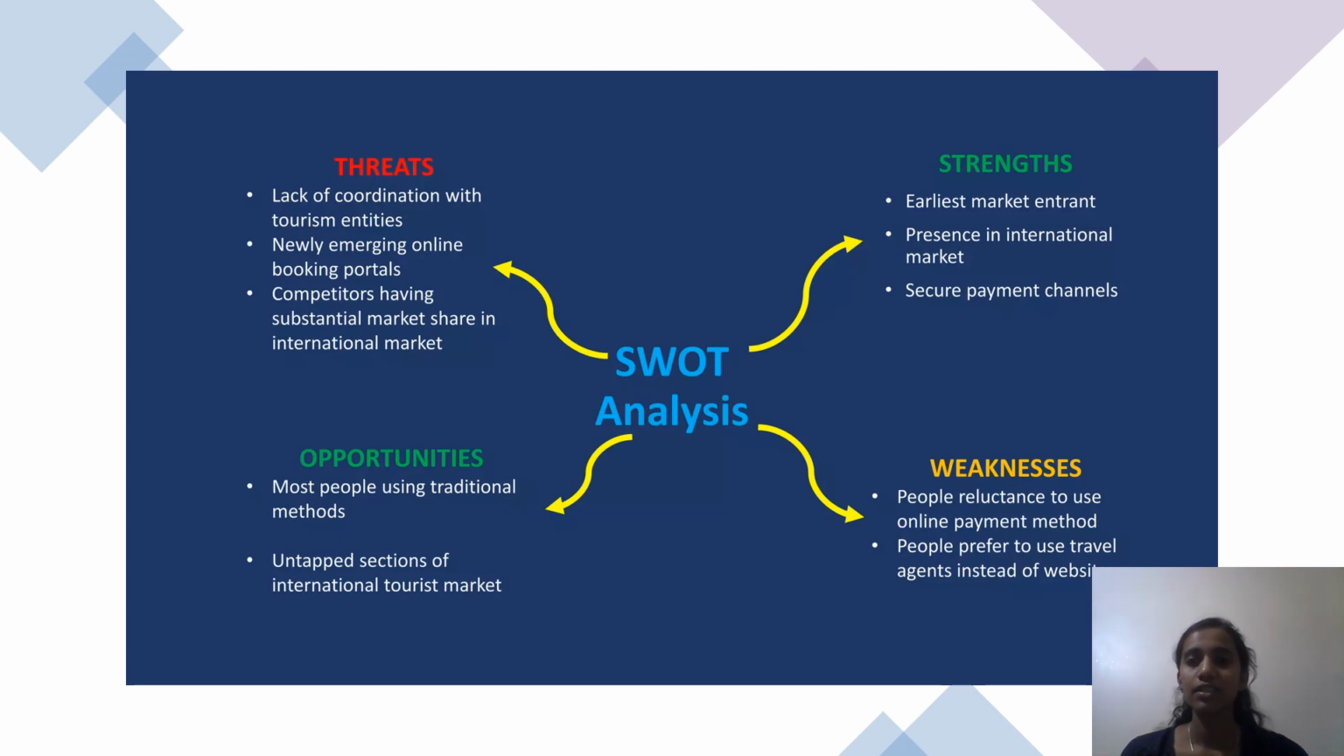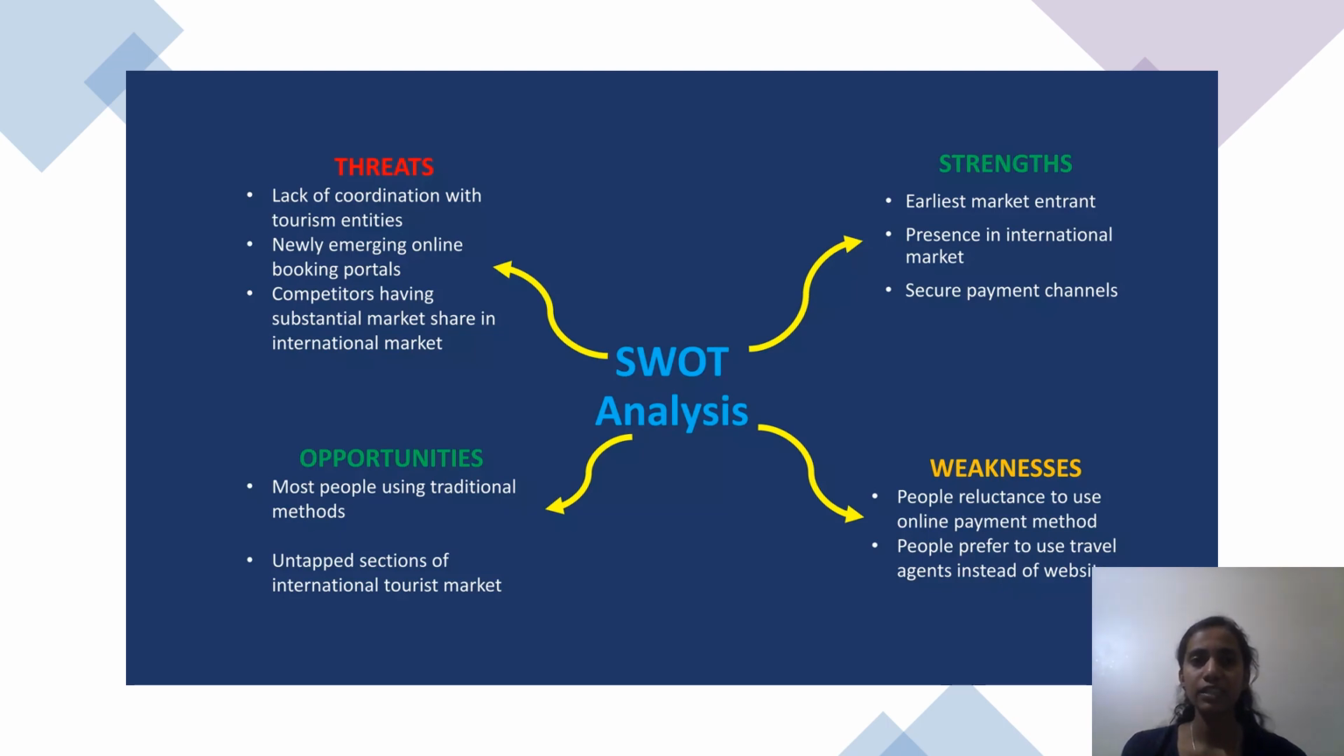system, as online portals seem more insecure. That means it may cause problems in the payments and other things. And then coming to the opportunities, most people are using traditional methods, and there are untapped sections of international tourist markets. These are the opportunities of the travel industry.